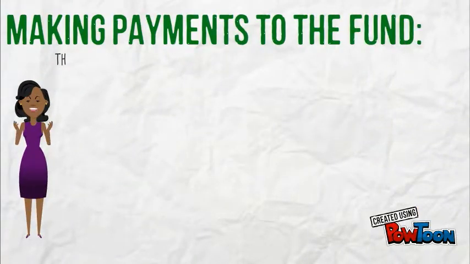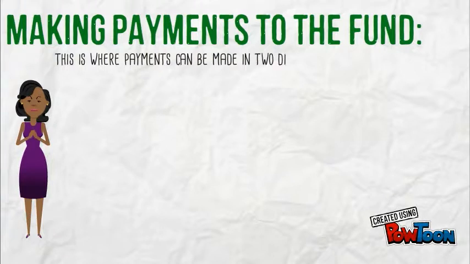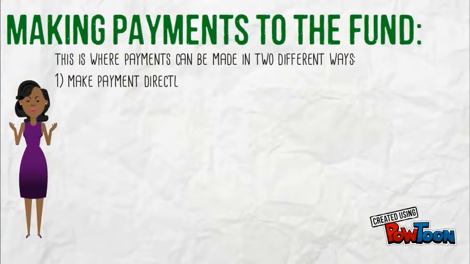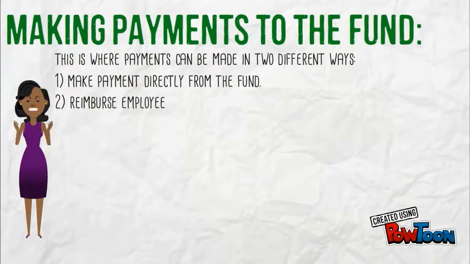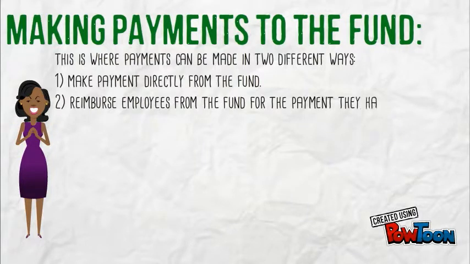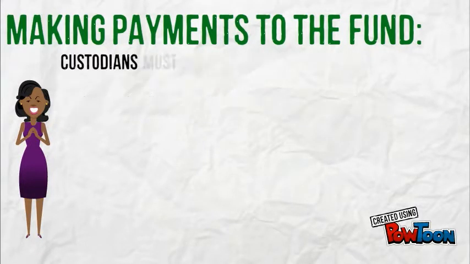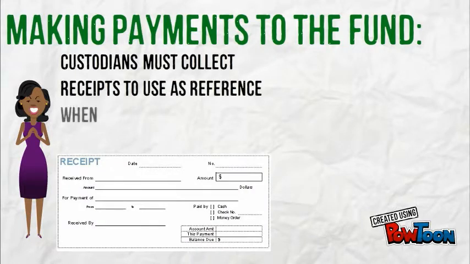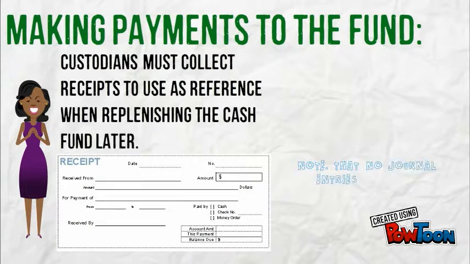Making payments from the fund is the second activity. This is where payments can be made in two different ways: 1. Making payments directly from the fund, or 2. Reimbursing employees from the fund for the payments they have made. It is important for custodians to collect receipts, as it is useful to reference when replenishing the cash fund later in the month.